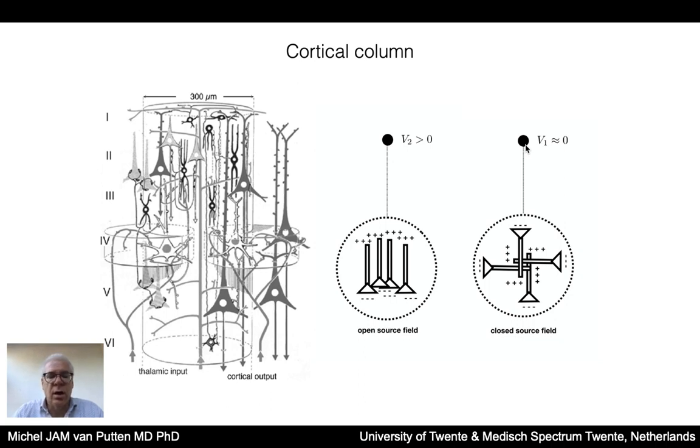So the pyramidal cells are aligned, parallel, creating an open source field, and the various current dipoles of each individual neuron can be added to some extent, and they are synchronously active, and that eventually results in a measurable voltage at the scalp, or even on the surface of the brain.